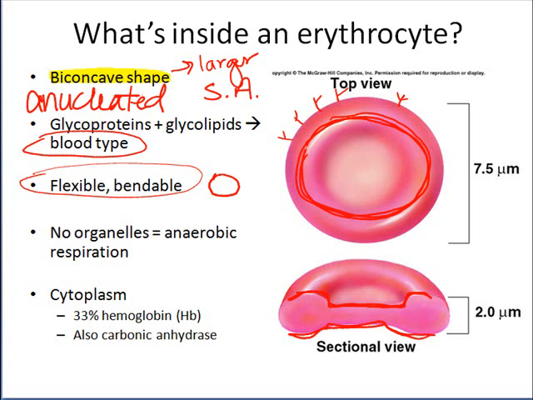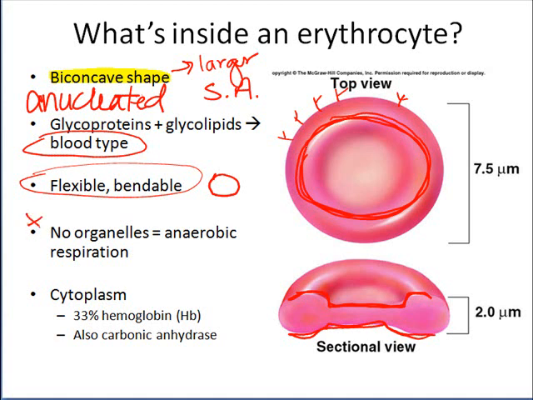As erythrocytes age, as they get up closer to that 120 days old mark, they begin to lose flexibility. And this is usually a precursor to them being filtered out in the spleen and removed from circulation.